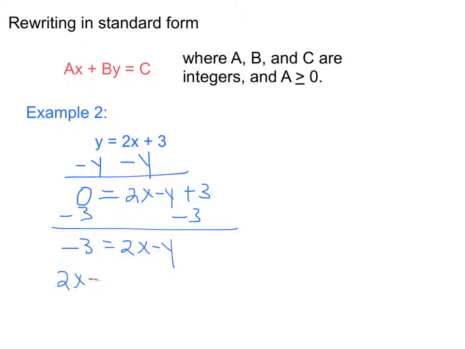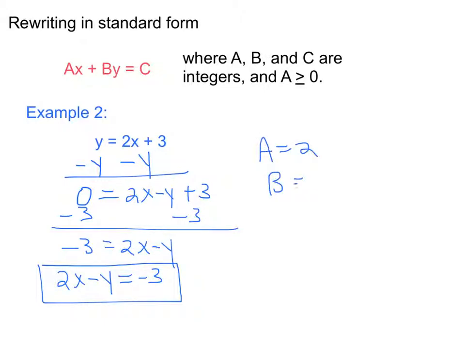2x minus y is equal to negative 3. So I got the same answer, final answer, I just did it a different way. I don't care which way you do it. But now let's identify a, b, and c. A is equal to 2. B is equal to negative 1. You've got to have the sign. It's a negative 1, not positive 1. And c is equal to negative 3. So they're all integers, and a is positive.